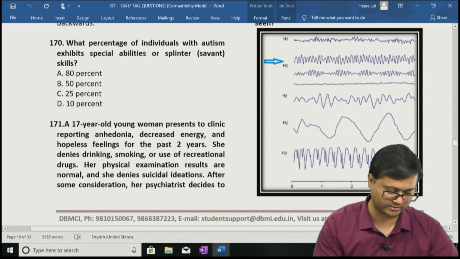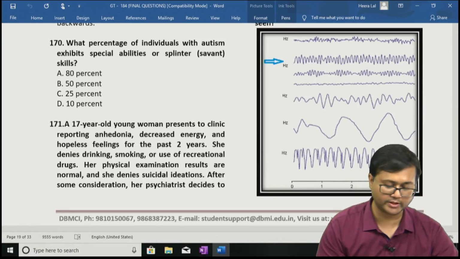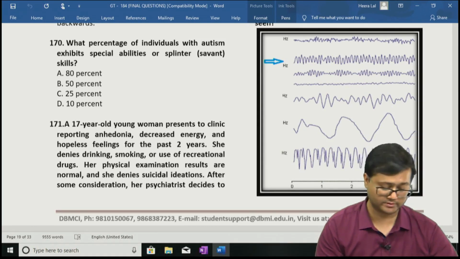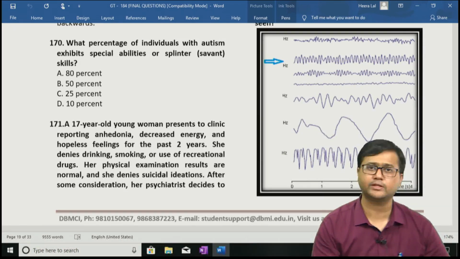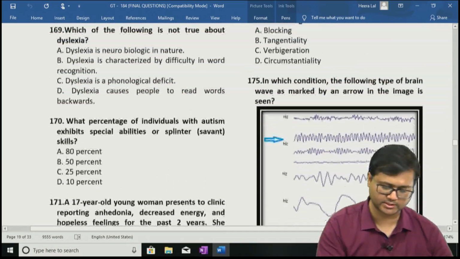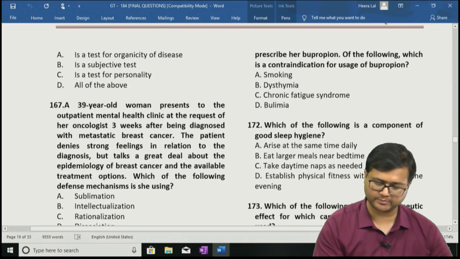Now the next question, question 171. A 17-year-old woman presents to the clinic reporting anhedonia, decreased energy and hopelessness for the past 2 years. She denies drinking, smoking or use of any recreational drugs. Her physical examination results are normal. She denies any suicidal ideations. After some consideration, her psychiatrist decides to prescribe her Bupropion.